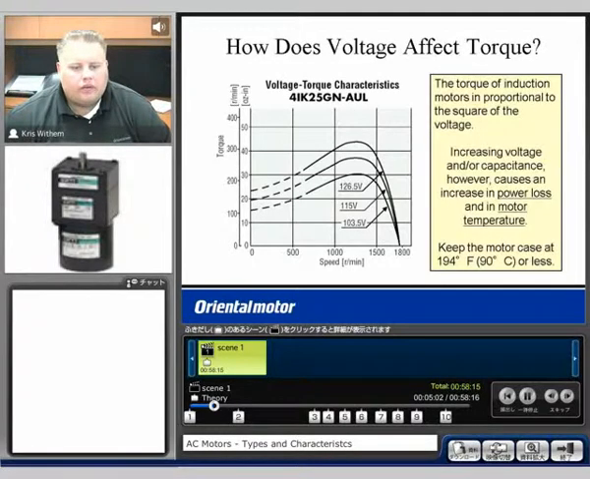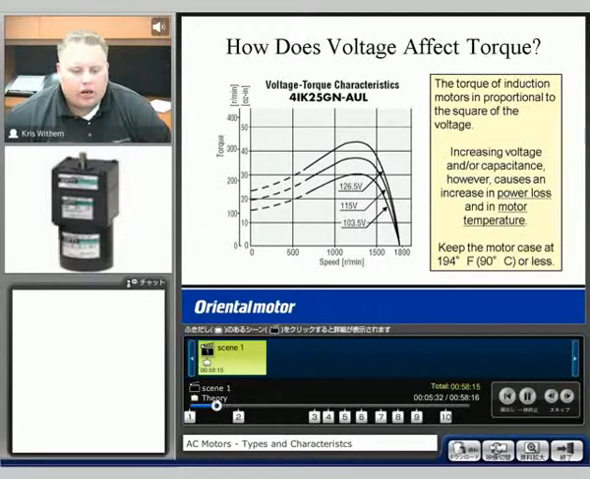And then we look at voltage versus torque. The output torque of a motor is dependent on the voltage. The relationship of torque to voltage is almost proportional to the applied voltage that you're giving to the motor. So if we increase the voltage, we're also going to increase the torque. With that in mind, though, the heat is going to increase as we increase the voltage.